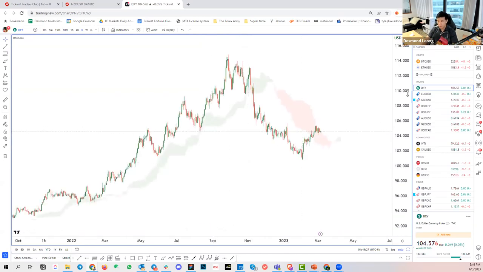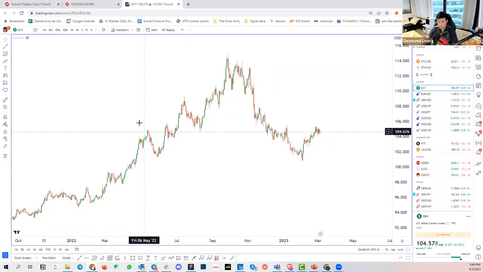Okay, first and foremost, the dollar index. The DXY dollar index actually forms one of the key cores of the strength of the US dollar that we expect for the week. You will notice that I'm using the 1 day time frame.